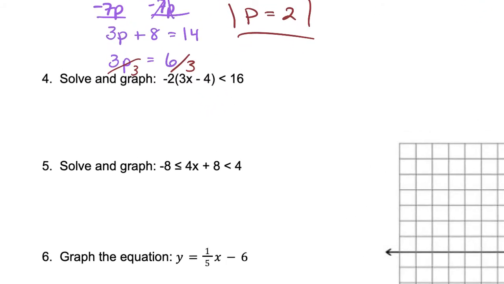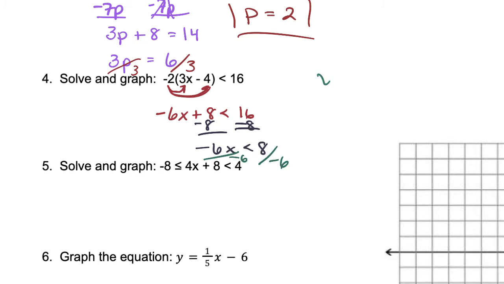Problem 4, we've got to distribute here now, so be careful. I'm going to do it underneath so you can see it there. Negative 2 times 3 is negative 6x. Negative 2 times negative 4 is positive 8. Now we'll subtract our 8. Negative 6x is less than 8. Now we divide by negative 6. Don't panic if it doesn't come out even. Now we divide by a negative, so we flip the inequality. 8 over 6 simplifies to 4 over 3, and I just put the negative on top.